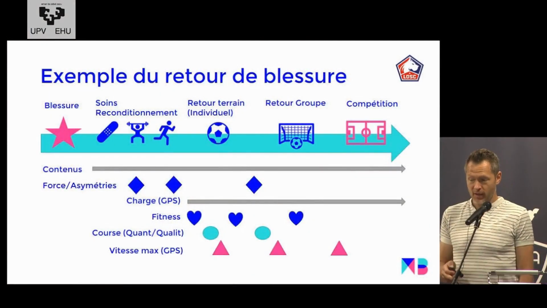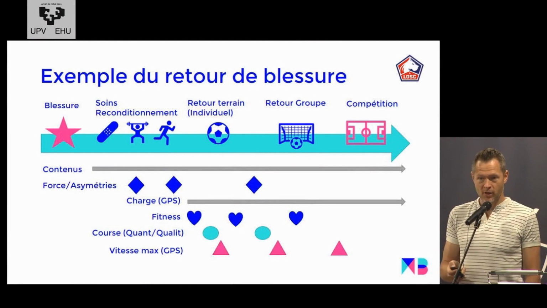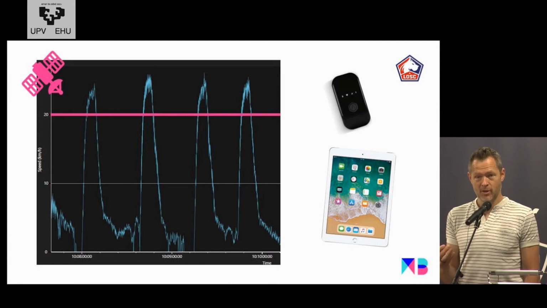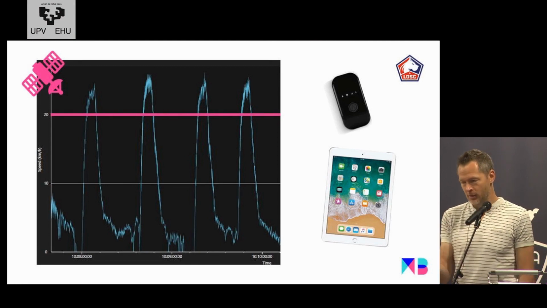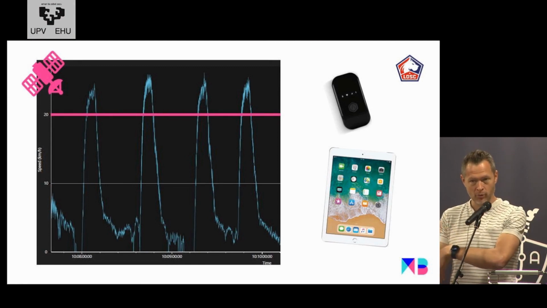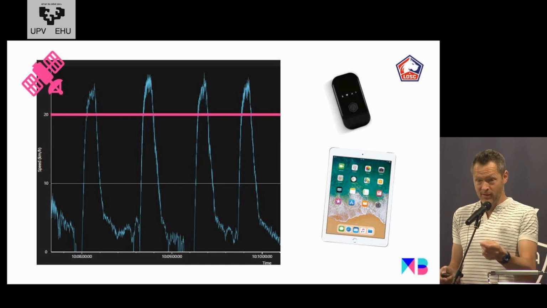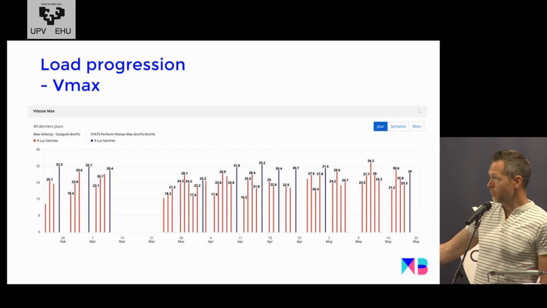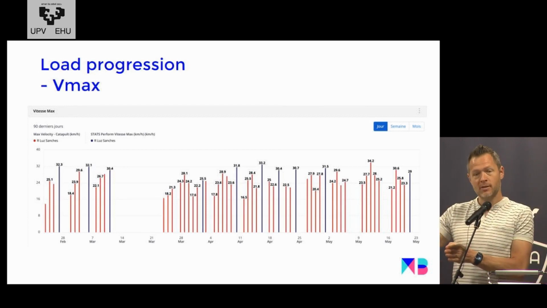Then, of course, at some stage we use GPS again, but in this case, we use GPS live. So often you have the iPad, or with some systems you have it even on a watch. They give you the speed live, so that we can really make sure that when we build up the speed after an injury, we build up progressively.